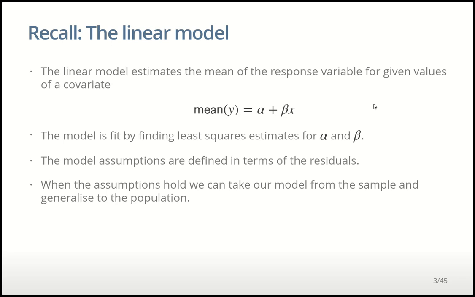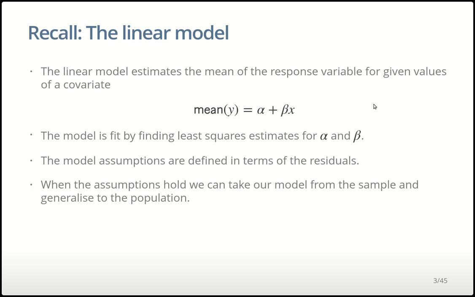And we fit that model by finding our best guess at what alpha and beta are based on some mathematical criteria, which essentially is minimizing the variation in the residuals, the leftovers after we fit the straight line. So essentially we're minimizing the distance between each observation and where we think the observation would be if they were perfectly predicted from the straight line model.